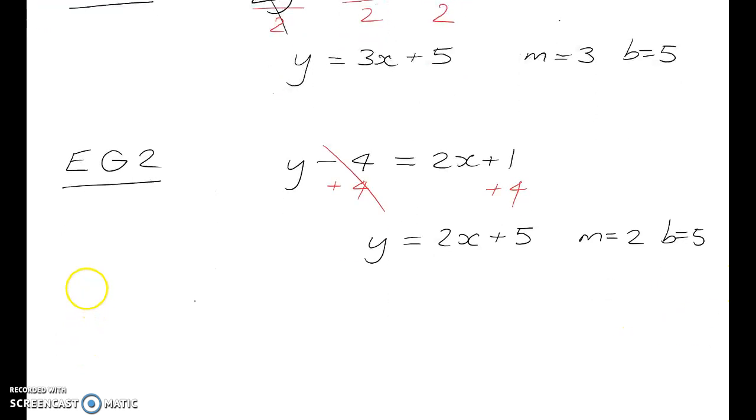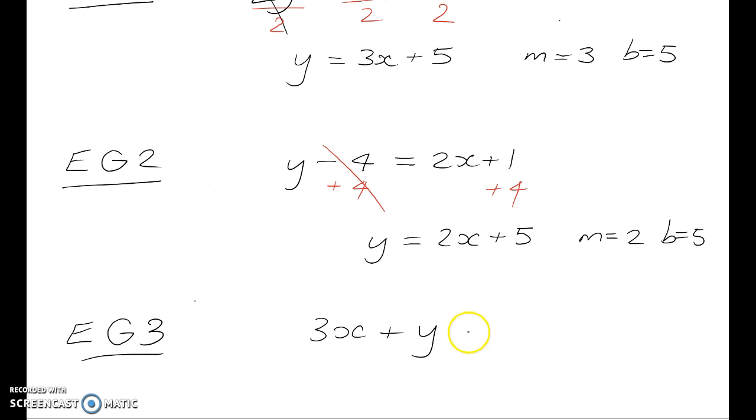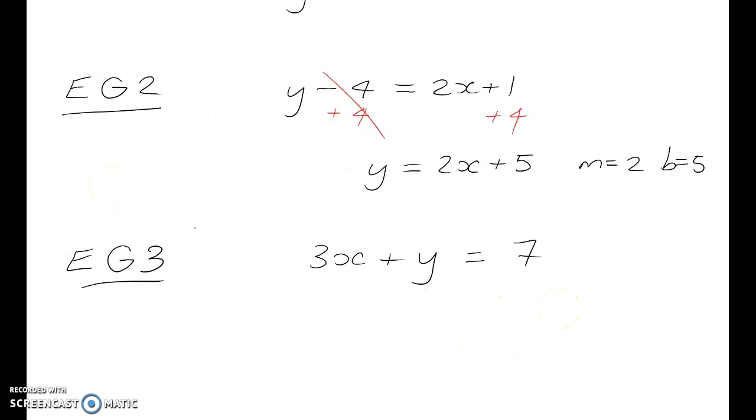Let's do another example. Let's say I've got 3x plus y equals 7. Well, that 3x is a bit annoying, isn't it? Because we want to start with y equals. So let's minus it off. Minus 3x off this side, minus 3x off that side.